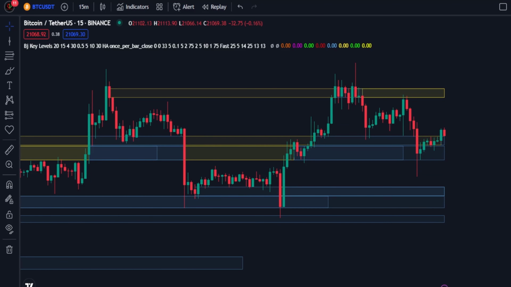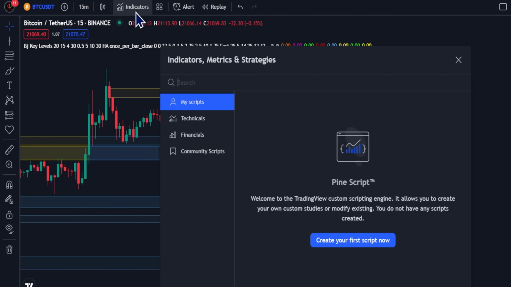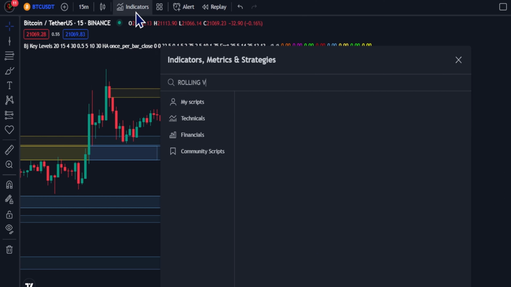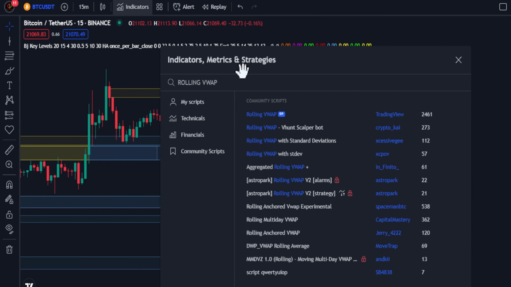The Backtesting key levels indicator is quite powerful, but using it alone can result in false signals. To improve the strategy, we will add another indicator to the chart. Go to the Indicator Search tab and search for the rolling VWAP indicator. Select the indicator created by Tradingview and add it to the chart.